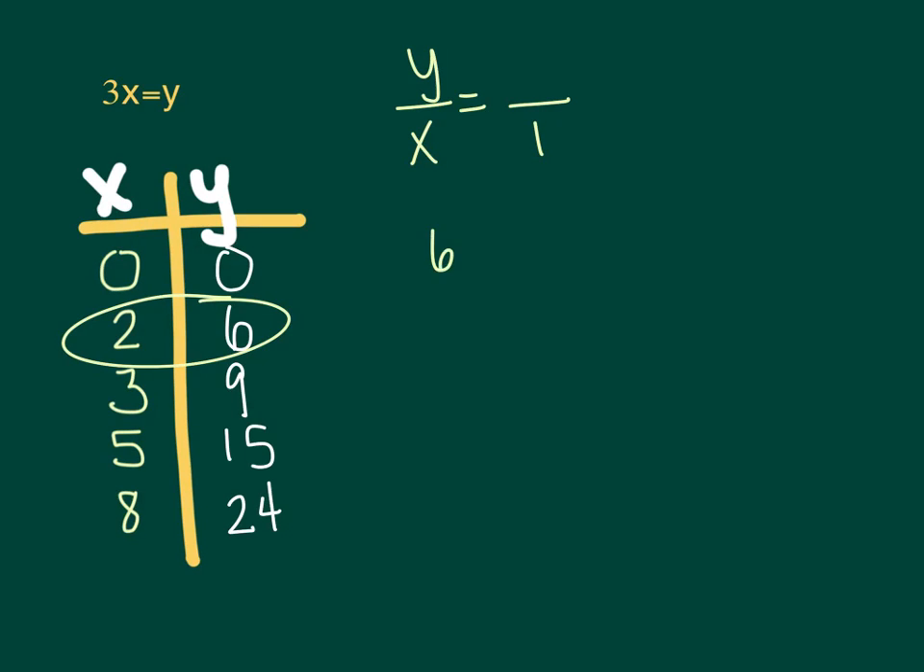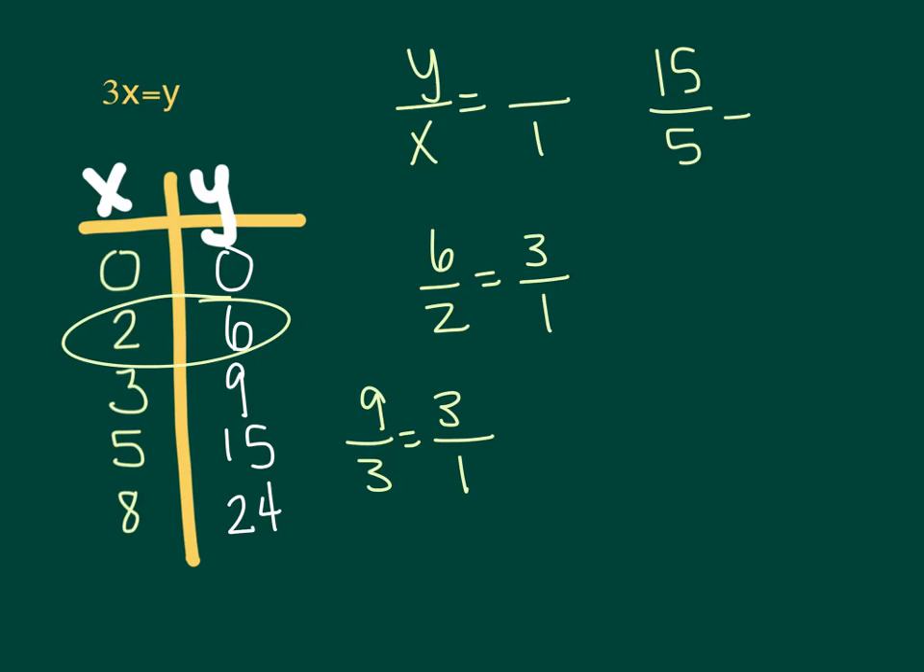So 6 over 2, if I simplify that so that I have a 1, 6 divided by 2 gives me 3 over 1. And go to the next one, 9 over 3, simplifies to 1 on the bottom as that unit rate, 3 on top. 15 over 5, 3 over 1. And the last one, 24 over 8, 3 over 1.